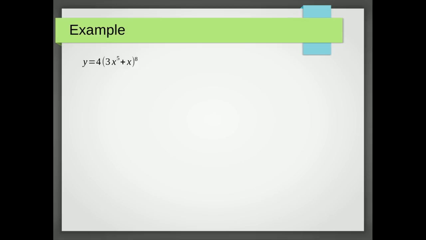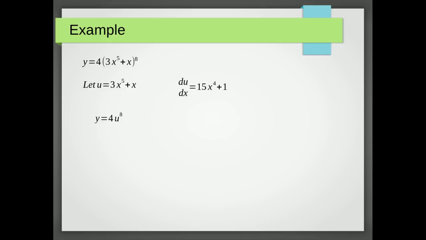Okay, let's put that theory into practice. So here we've got a function of a function. Our first function is 4 times another function to the power of 8, and our inner function is 3x to the 5 plus x. So the first thing we do is we let u equal the inner function. So if u equals 3x to the 5 plus x, we know that du dx equals 15x to the 4 plus 1. Now if u equals 3x to the 5 plus x, then y equals 4u to the 8. So we just change the 3x to the 5 plus x for u.